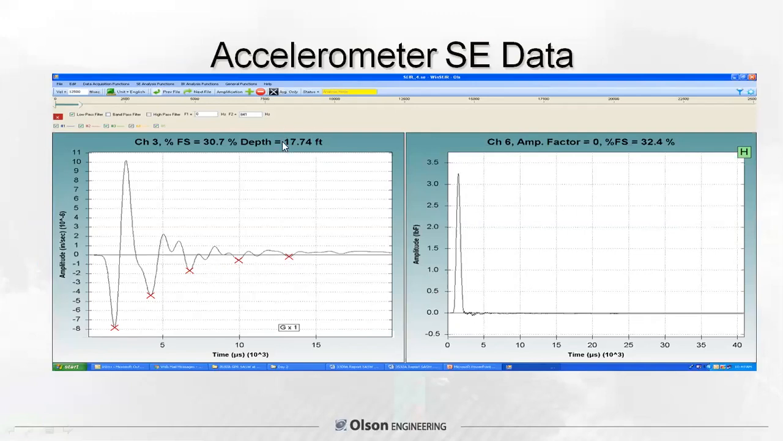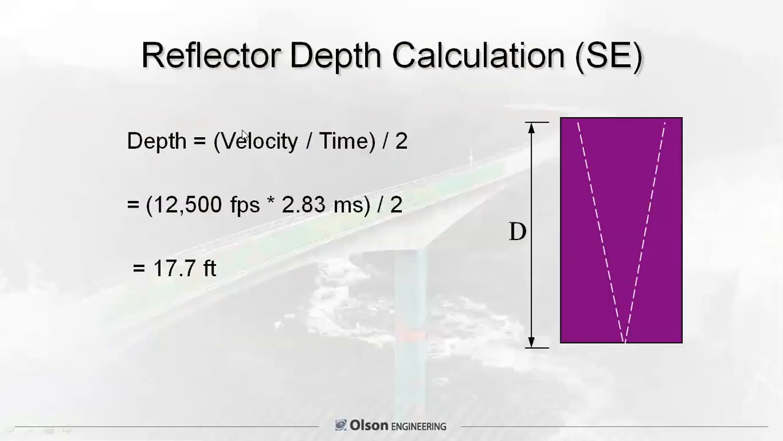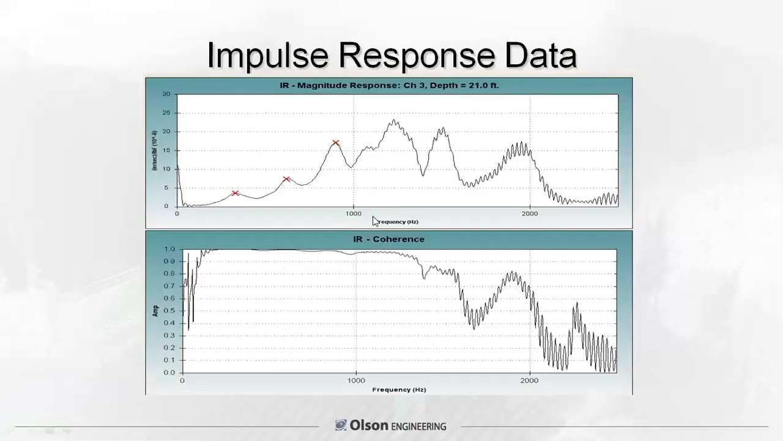So we can analyze this data in the sonic echo mode, the time domain, and come up with about 17.7 feet. This is the equation, velocity divided by time over 2, 12,500 feet per second. I'm sorry, yeah, times 2.83 milliseconds over 2, 17.7 feet. In the impulse response, we measure the frequency spacings. This one came up with a slightly different depth because of where these peaks were picked, but you can look at the impulse response data as well.